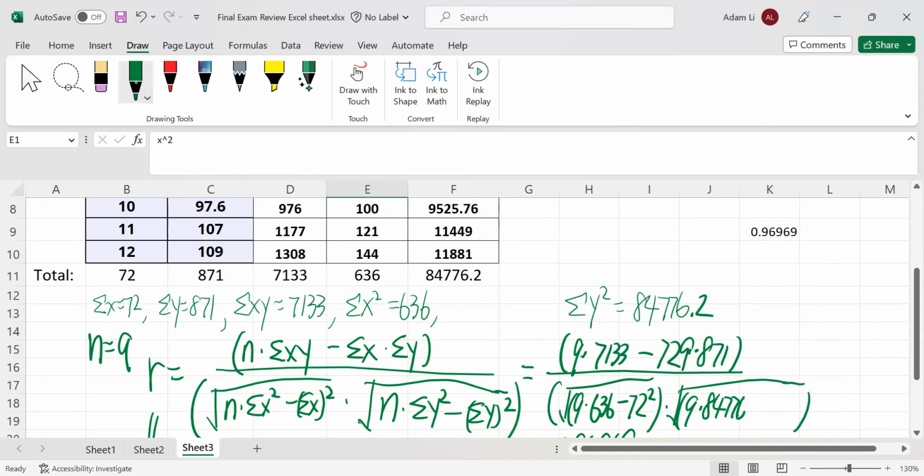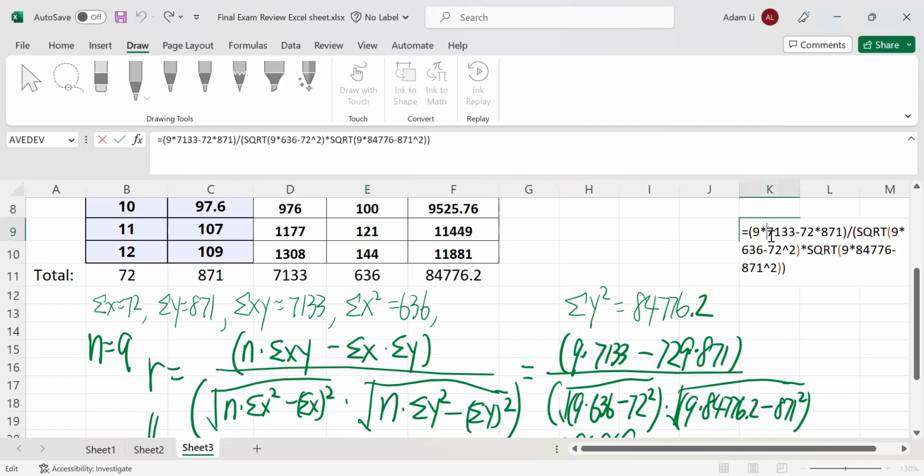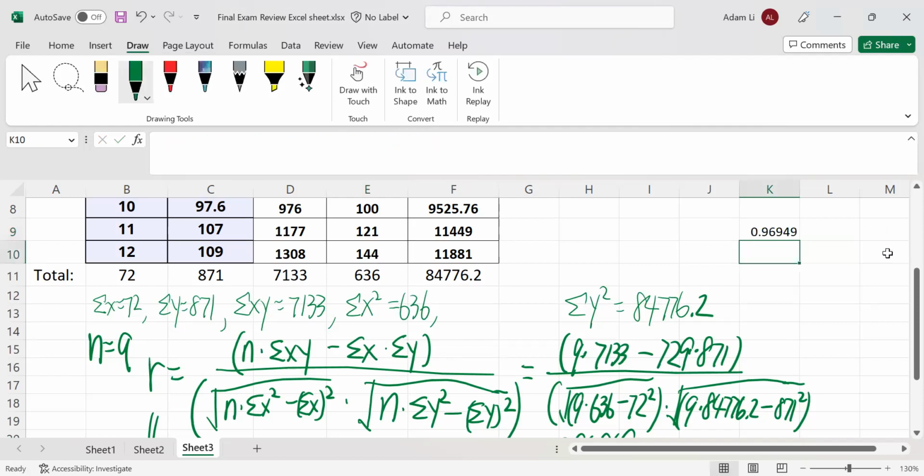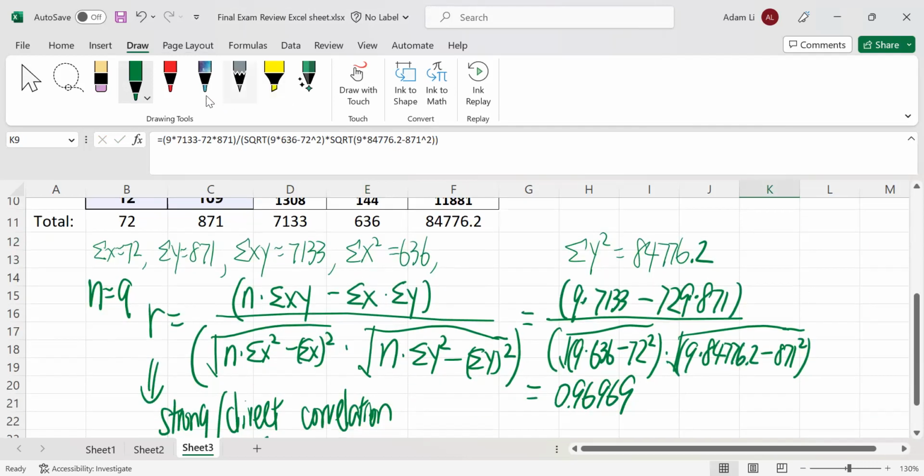It's 76.2 minus 871 squared. I just have to go back here, change this a little bit. 0.2. And the good thing about using Excel is if you make a mistake somewhere, you can go back, quickly check this. So when you round to 3 decimal places, 96946, 6,946. So round to 3 decimal places, 0.969. 0.96946.